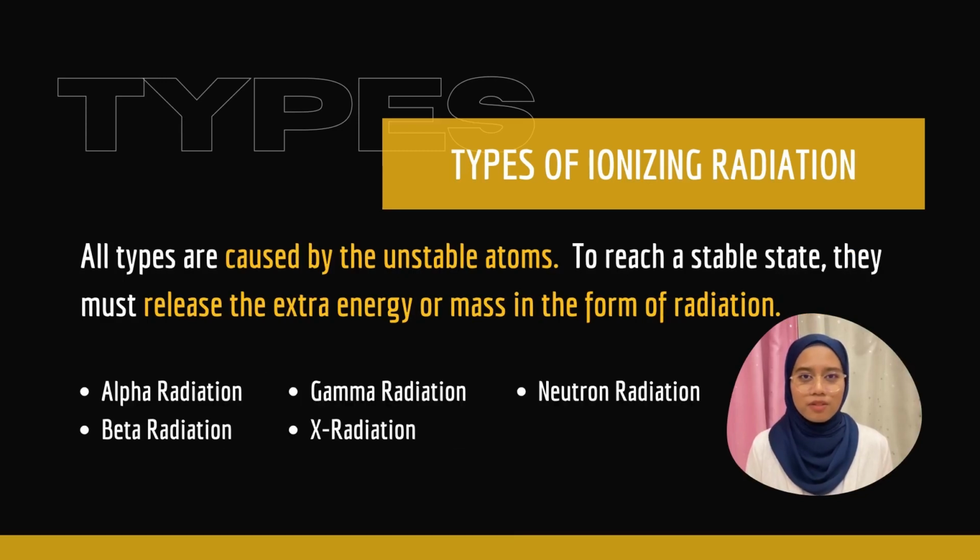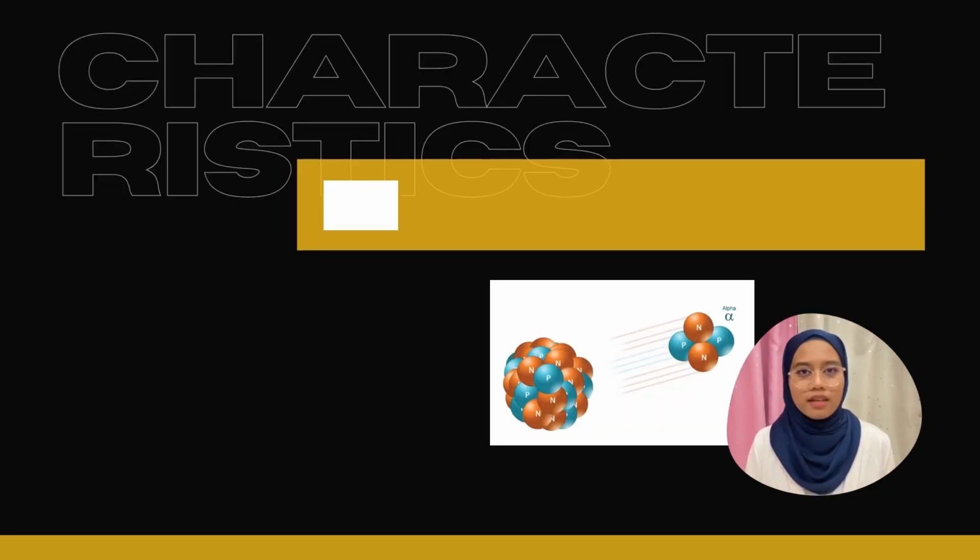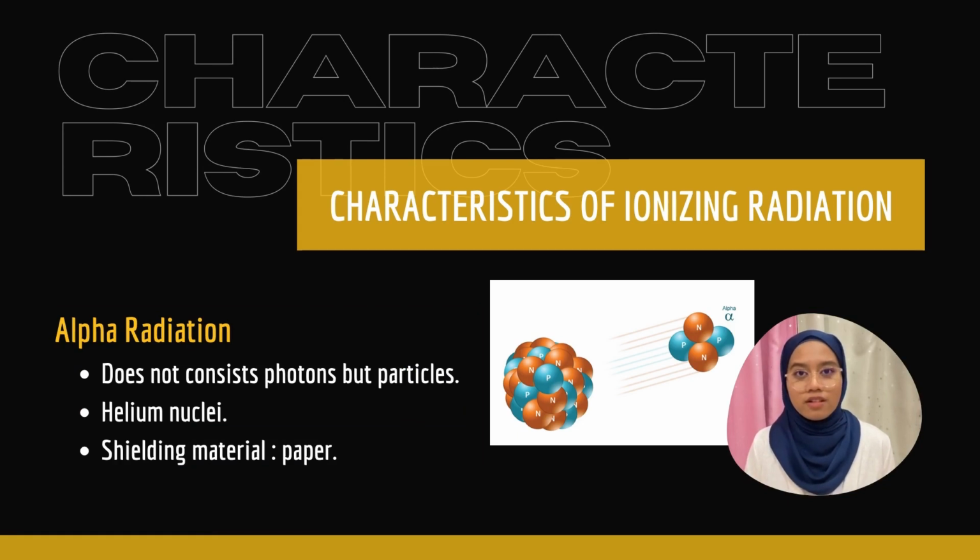Next, there are 5 types of ionizing radiation, which are alpha, beta, gamma, X-ray and neutron particles. All of these types are caused by unstable atoms which have either excess energy or mass or even both. In order to reach a stable state, they need to release the excess energy or mass in the form of radiation. Each type of ionizing radiation has its own specific characteristics.